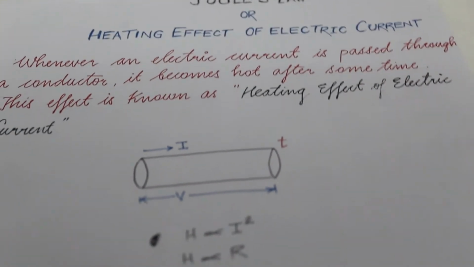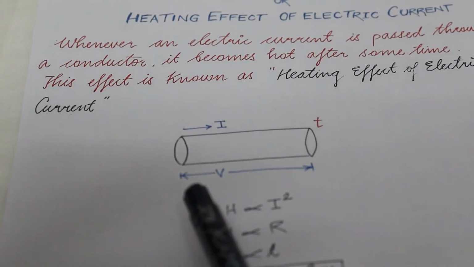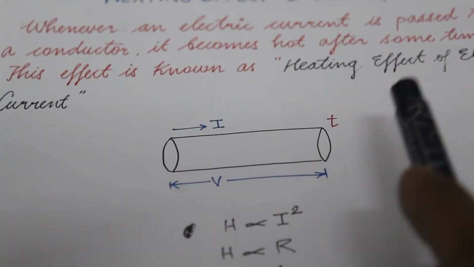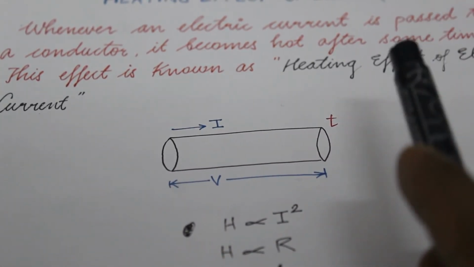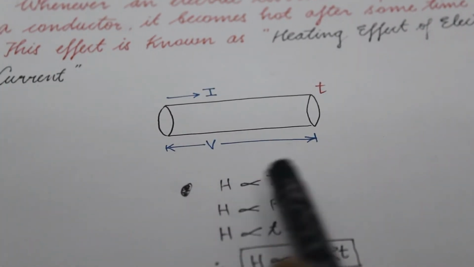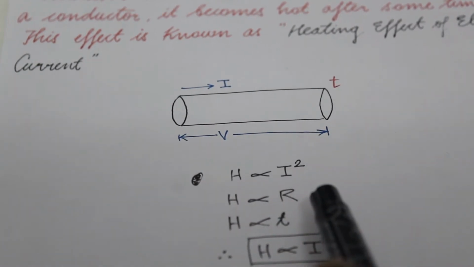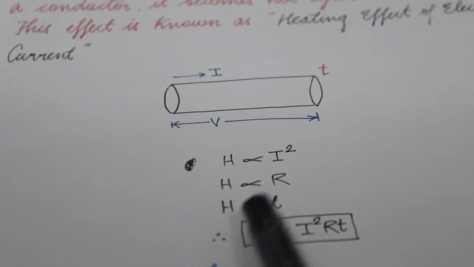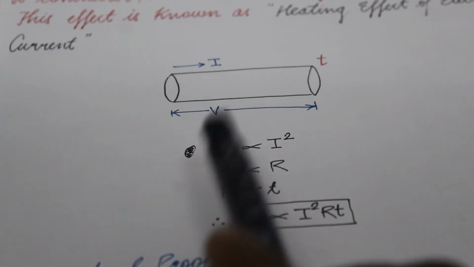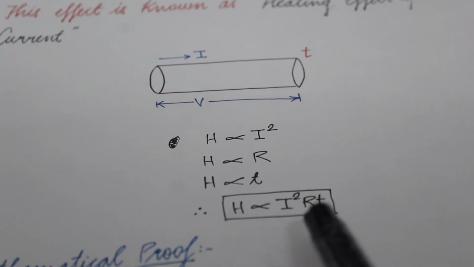Now what did Joule study? He took a conductor, applied a potential difference of V across it and assumed that current I is flowing for time t. Experimentally he found that the heat energy released was directly proportional to I square. It was also directly proportional to the resistance of the conductor, and proportional to the time for which the current was flowing through the conductor. Combining all these, he got H is proportional to I square RT.